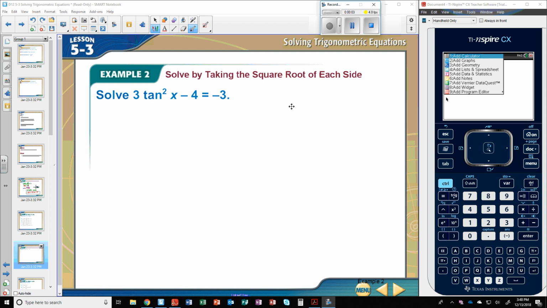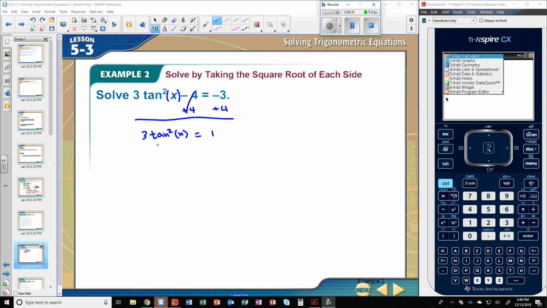Solve 3 tangent squared (x - 4) equals negative 3. Okay, now they didn't put a parenthesis on here. I want to assume that the parenthesis should be right there. Now if I want to solve, again, I'm trying to isolate. So the first thing I'm going to do is get rid of this negative 4 over here. And so I add 4 to both sides. That goes away, and so I have 3 tangent squared x equals 1.